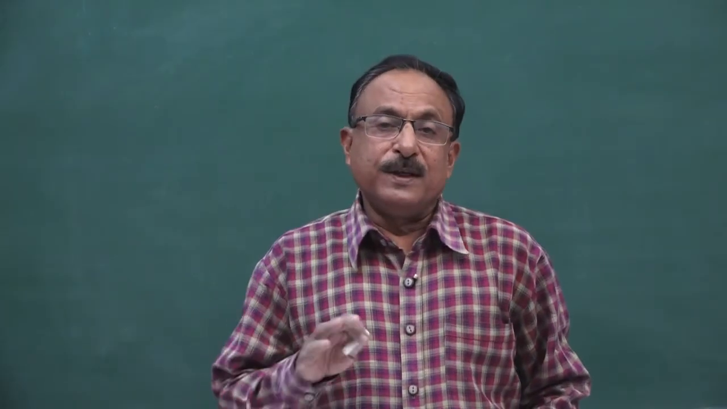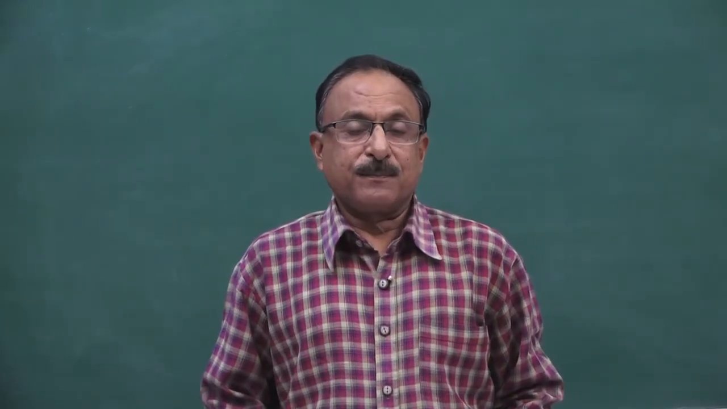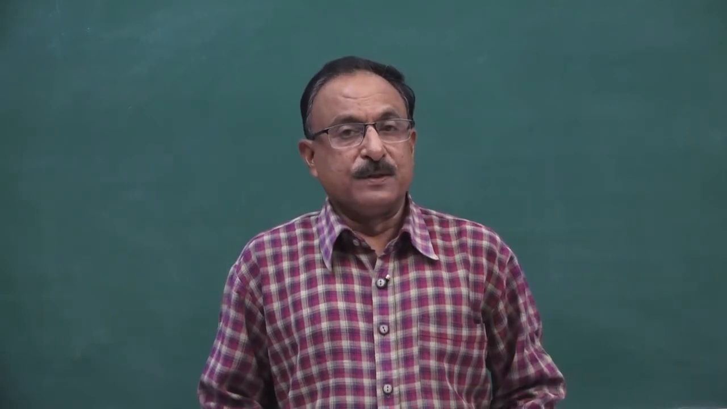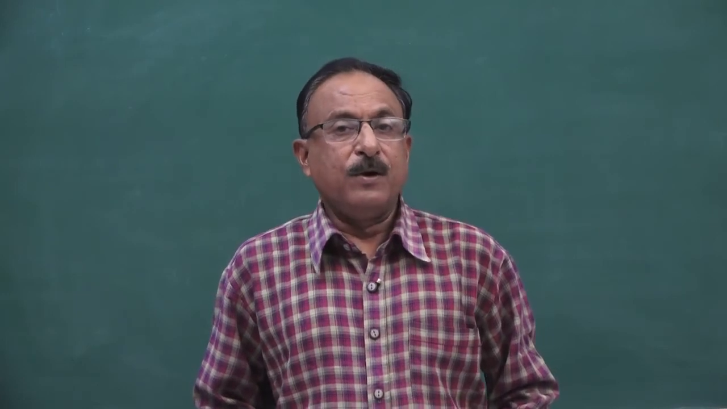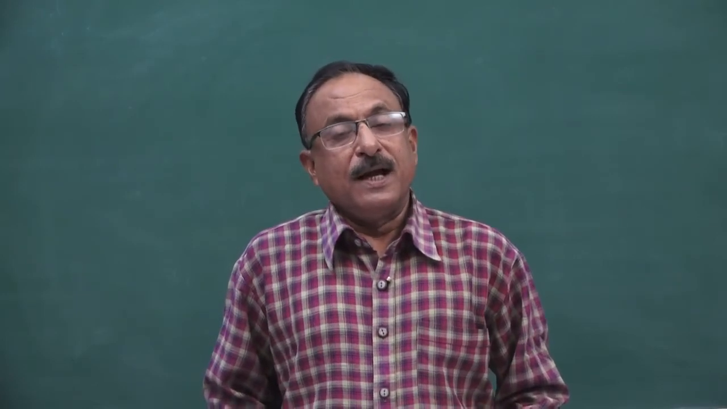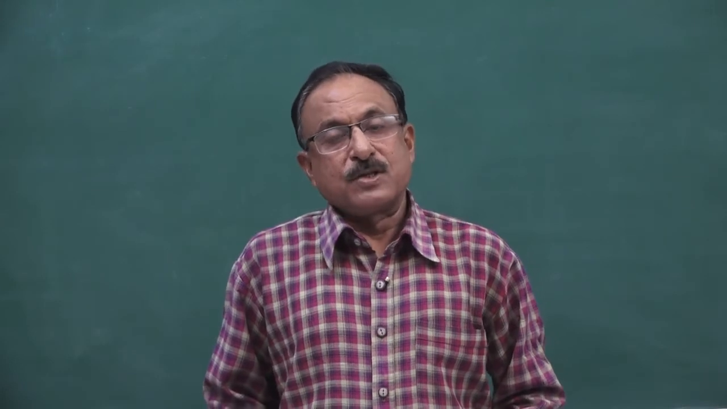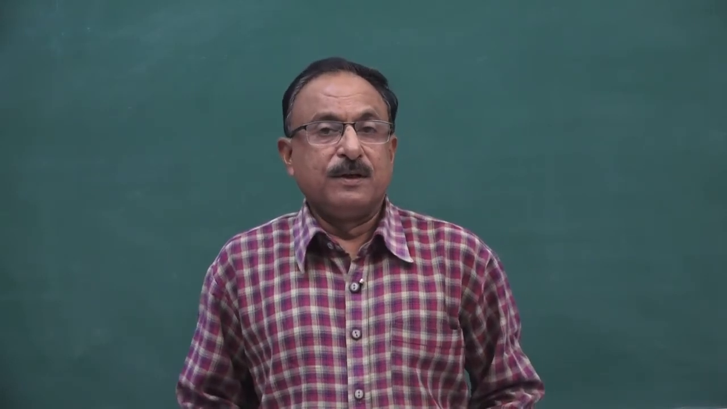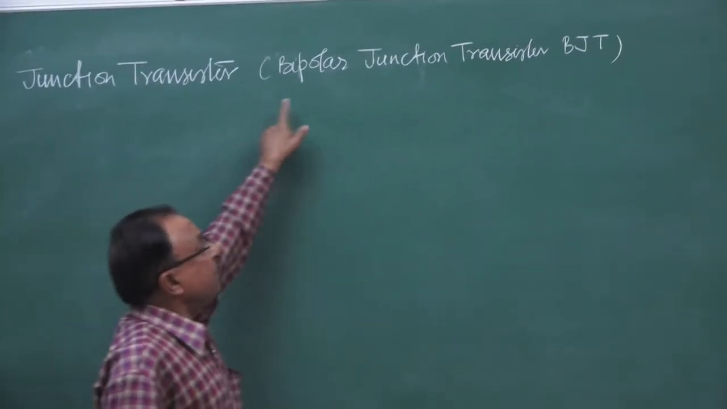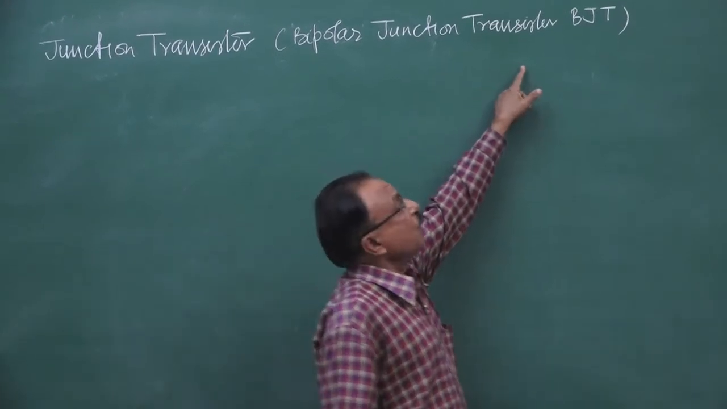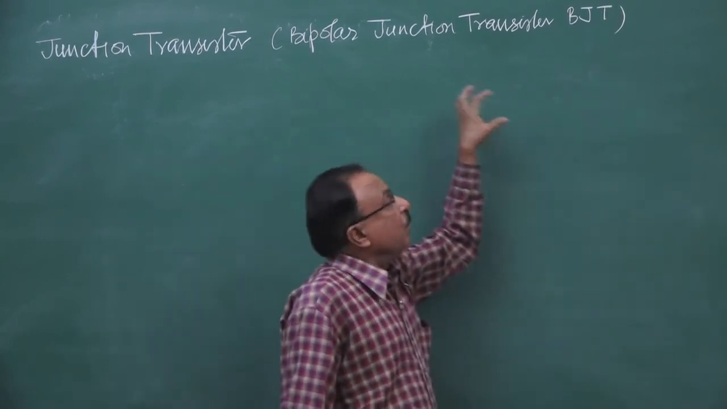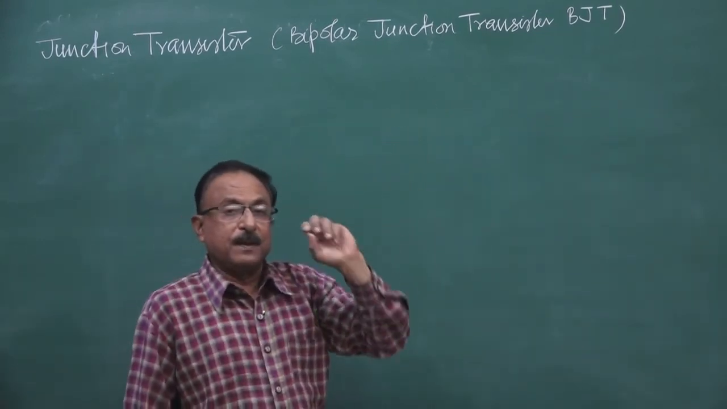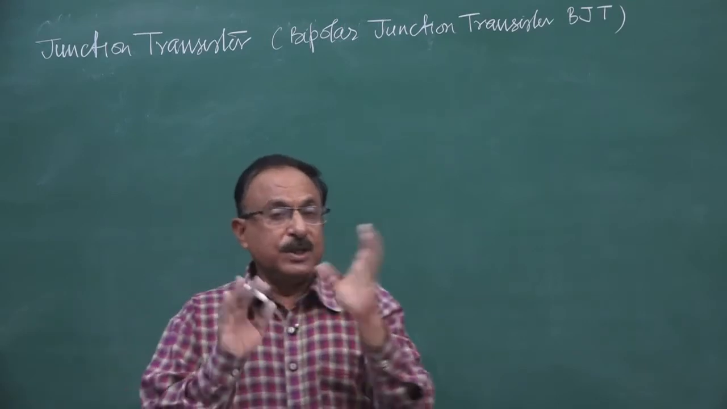Now we go for the next device, which has got the 3 doped region, 3 doped segment. Earlier there were 2. Now we have got the 3 doped segment, and such a device which has got the 3 different doped region we call junction transistor, or bipolar junction transistor. In the short form, it is also known as a BJT. Now, what is junction transistor? This junction transistor has got the 3 doped region.